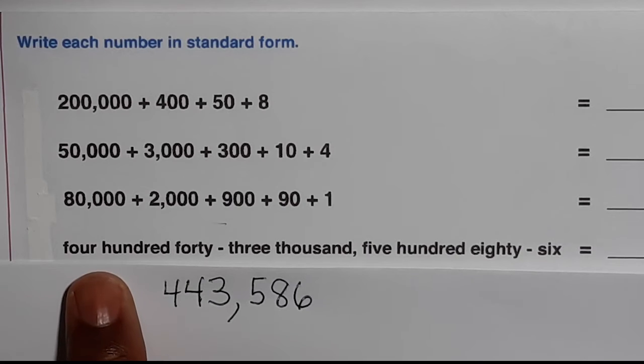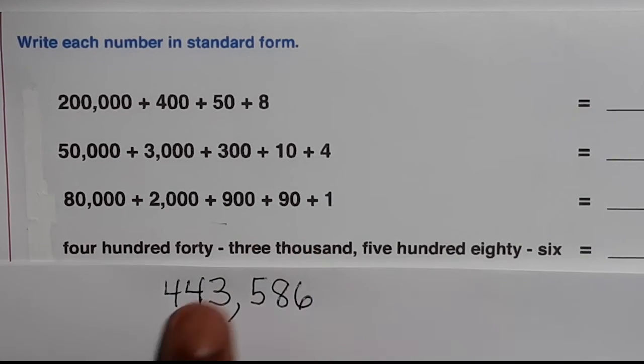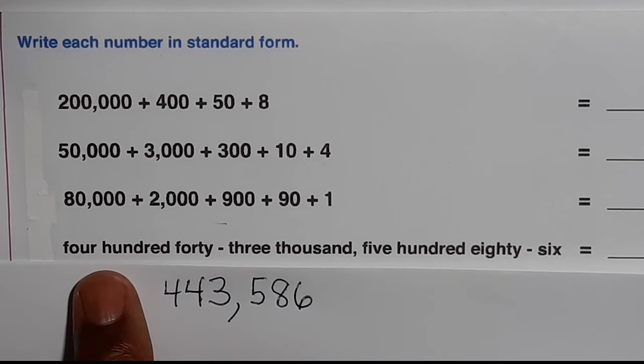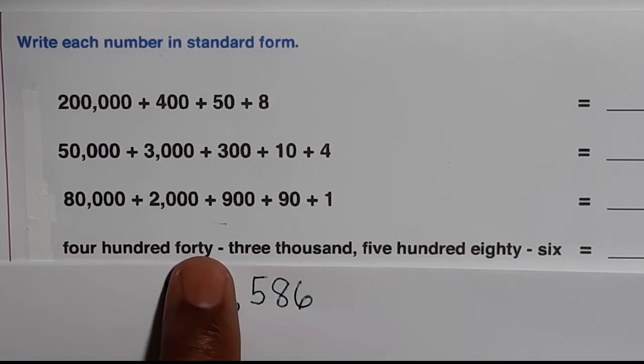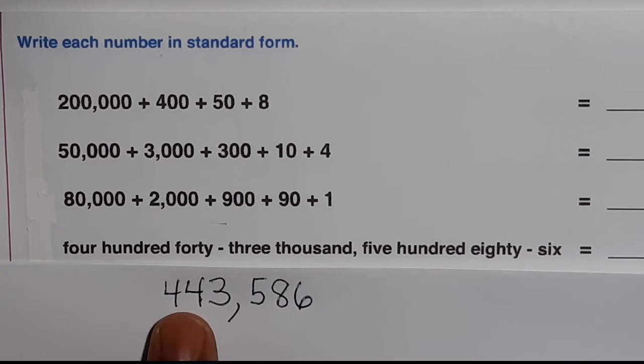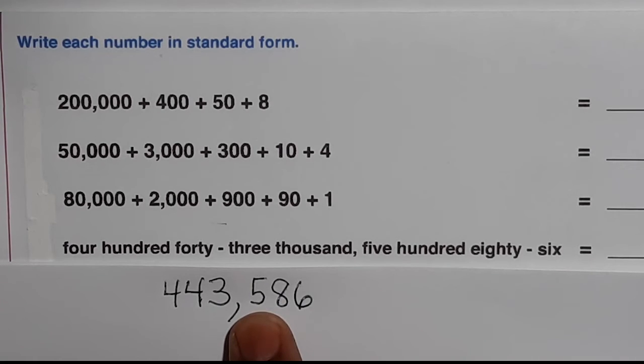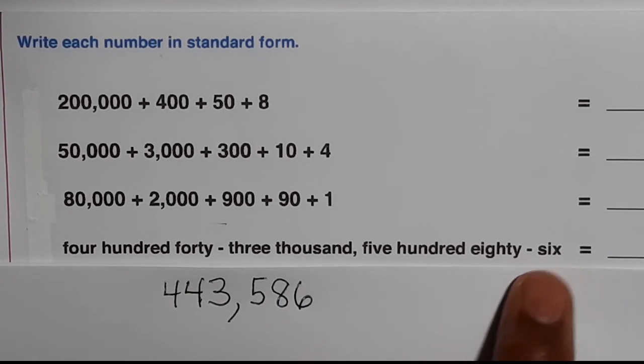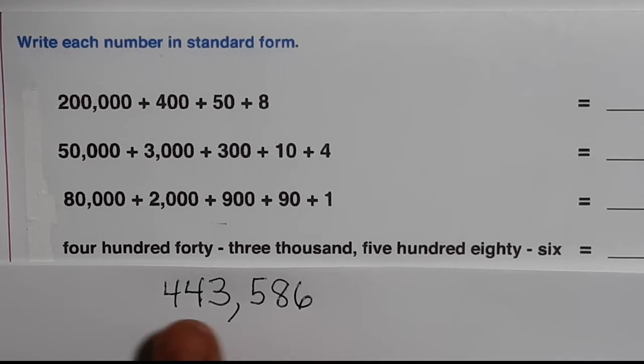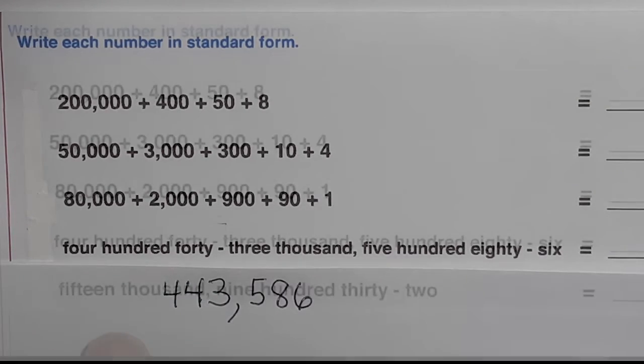So now let's take a look at it. It's in the written form. We changed it to the standard form. So it says 443. That's 443,000. 500, that's in the hundreds place. 86. 443,586. You write it just the way you see it.